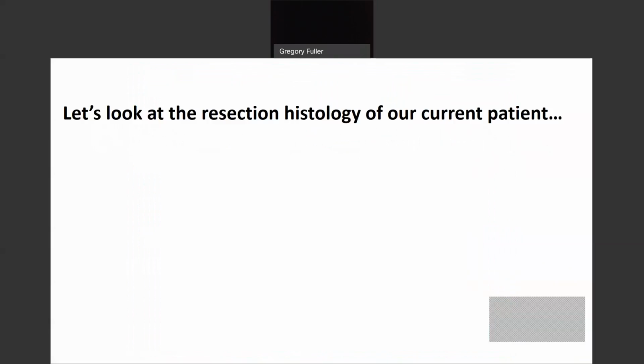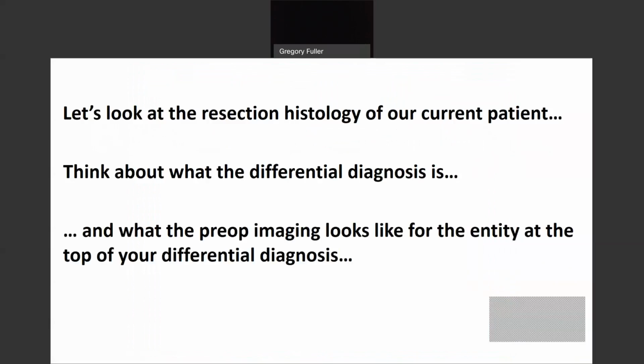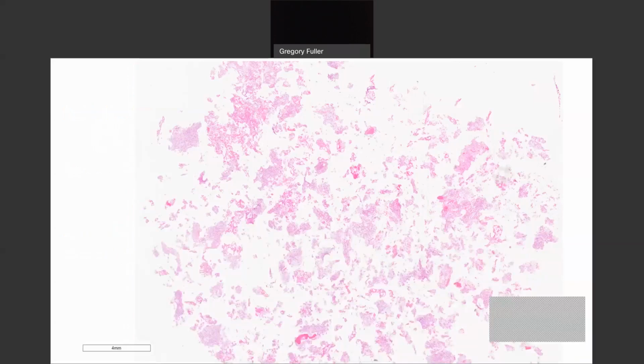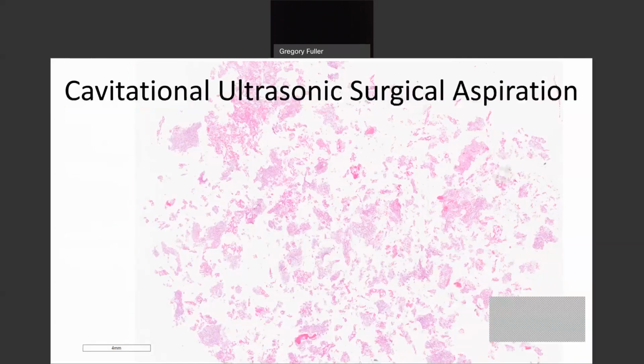All right, let's look at the resection histology of our current patient. Think about what the differential diagnosis is and what the pre-op imaging looks like for the entity at the top of your differential. What kind of specimen is this? What type of surgical specimen are we looking at? You don't have to type. Yeah, this is going to be cavitational ultrasonic surgical aspiration.